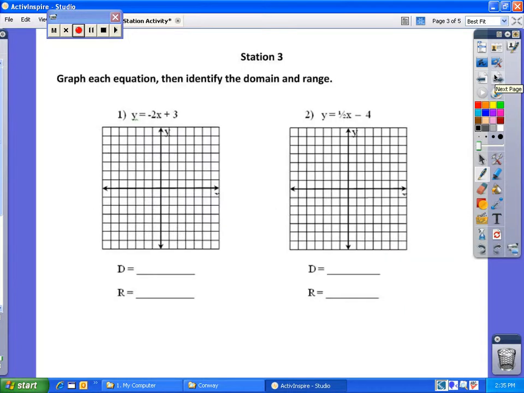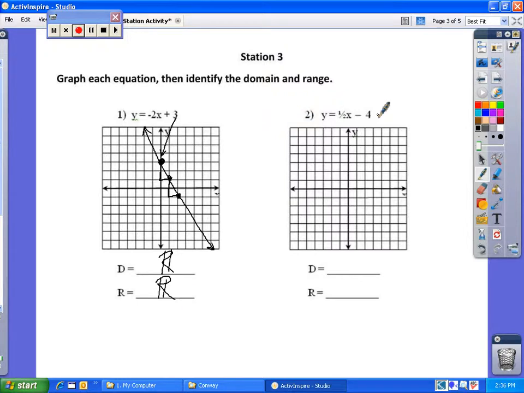All right, station 3 is to graph each of the equations. So just like we did before, we're going to work backwards. We're going to graph the y-intercept. We get the y-intercept from that value we add or subtract. Then I'm going to use my slope of down 2 to the right 1, down 2 to the right 1. And I'm going to put points, and then connect them with a line. My domain and range, since this is a linear function, is going to be all real numbers.